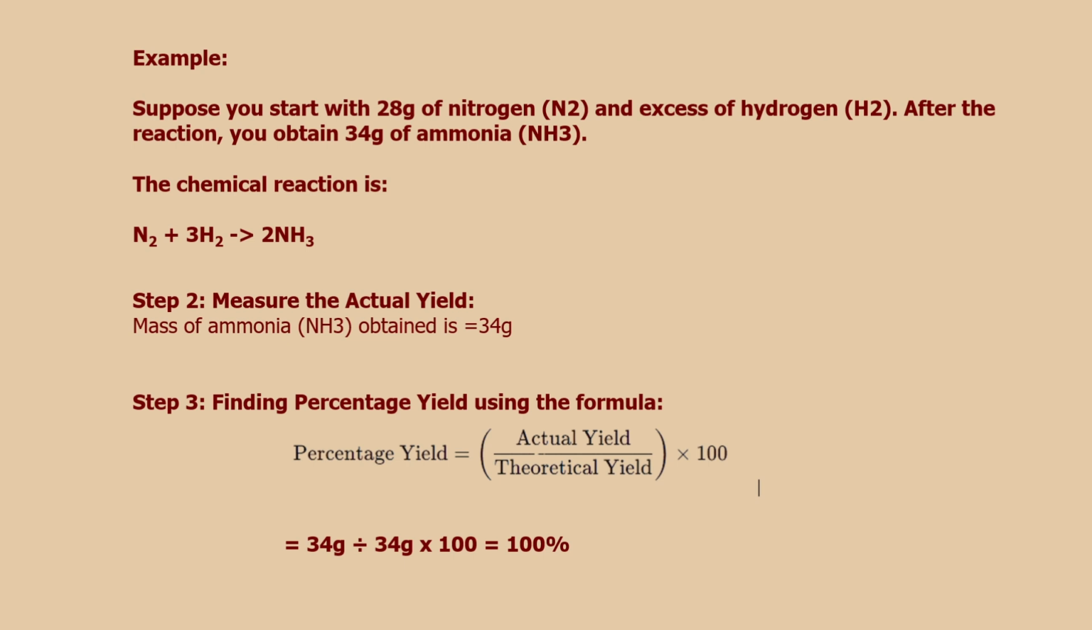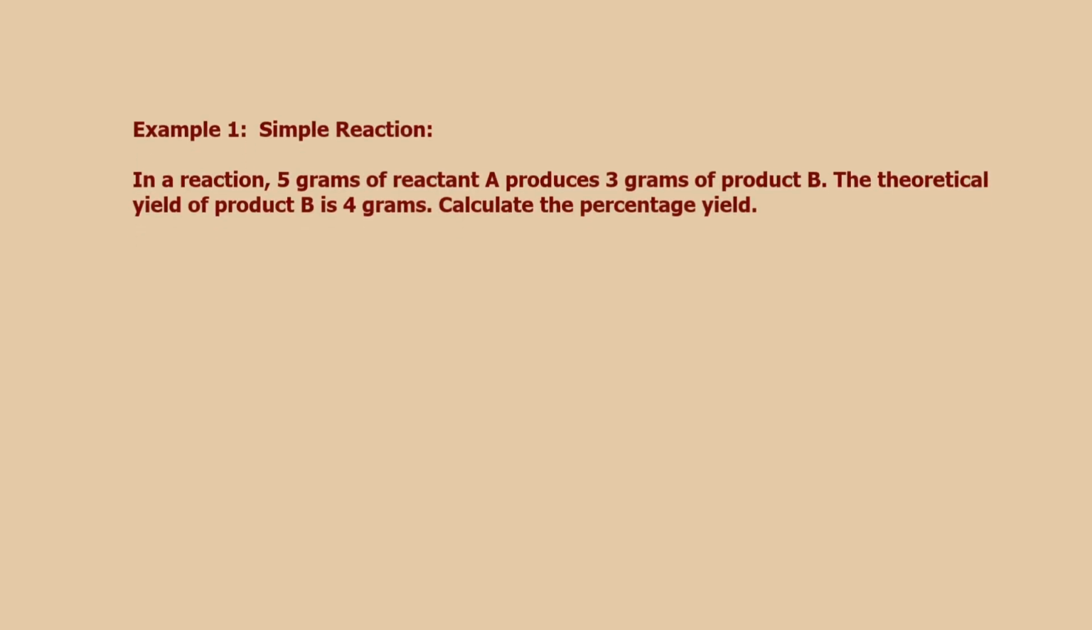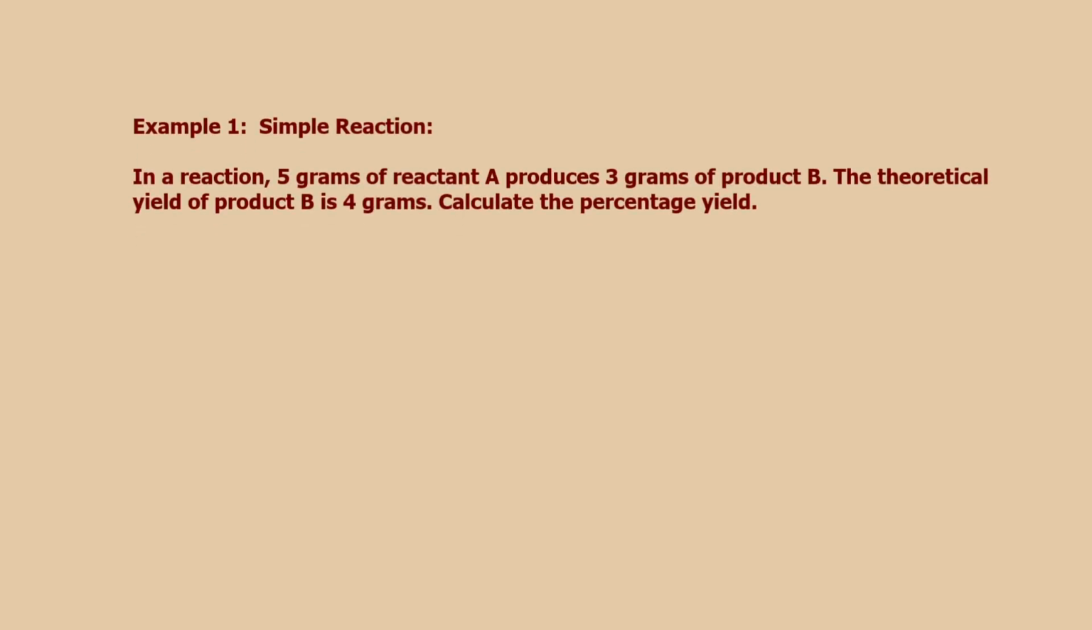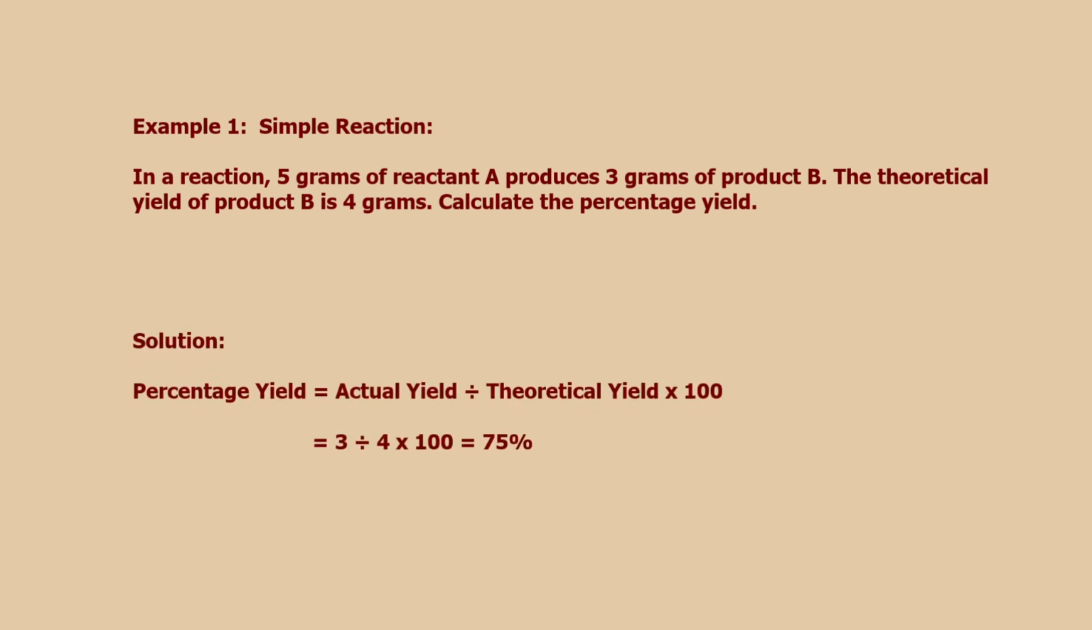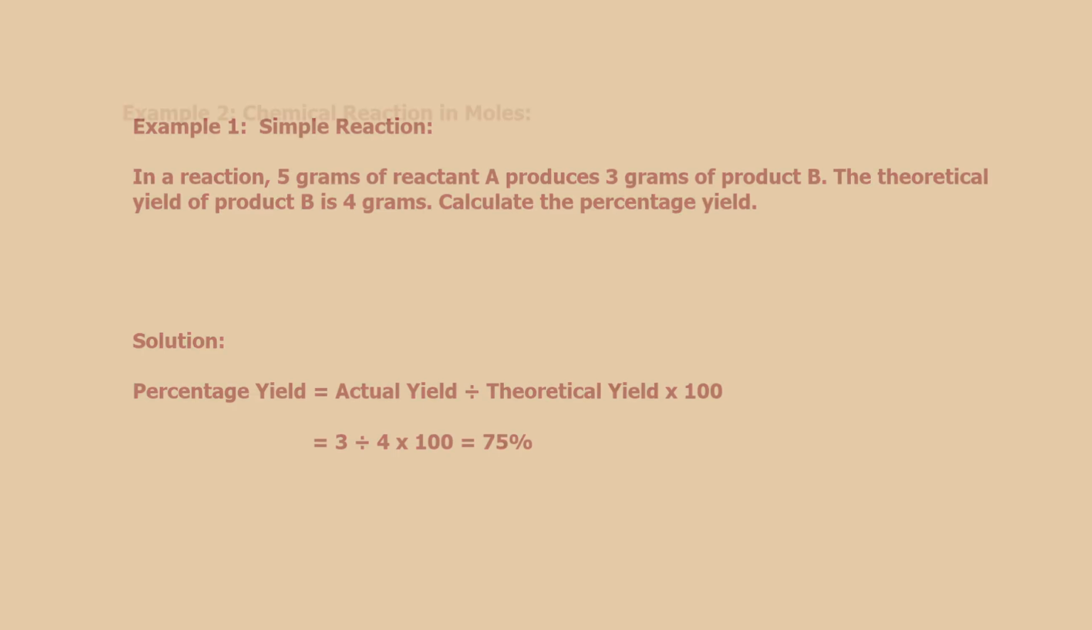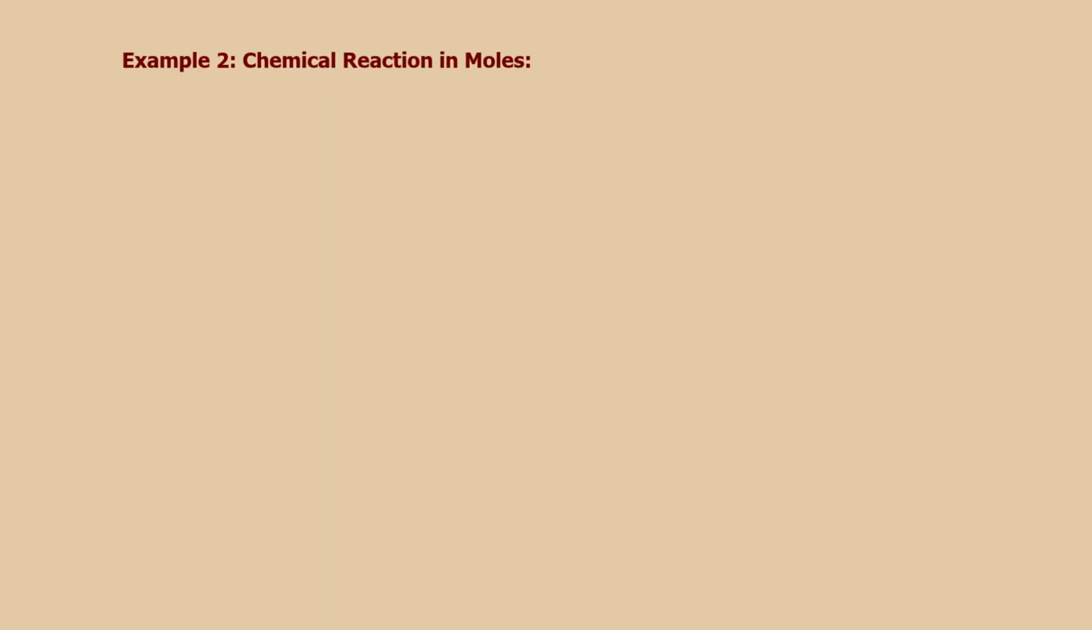Example 1. Simple reaction. In a reaction, 5 grams of reactant A produces 3 grams of product B. The theoretical yield of product B is 4 grams. Calculate the percentage yield. The solution: percentage yield is equal to actual yield divided by theoretical yield times 100, which is 3 divided by 4 times 100, equal to 75%.